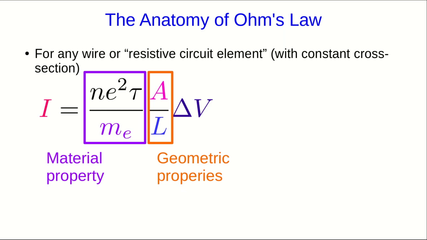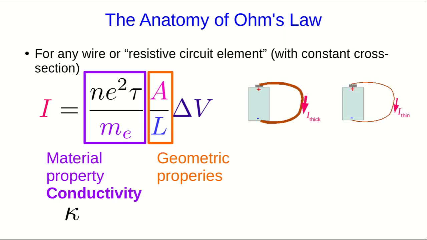What's usually tabulated is just the end result of all that, which is called the conductivity. So everything in the purple box there is usually just replaced by a single number called the conductivity, and we're going to use kappa to represent it, which is the Greek letter that says k. Now let's just verify that Ohm's law does what we think it should do.